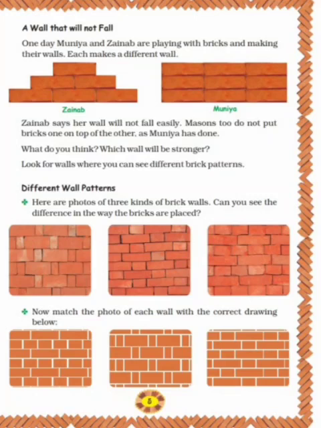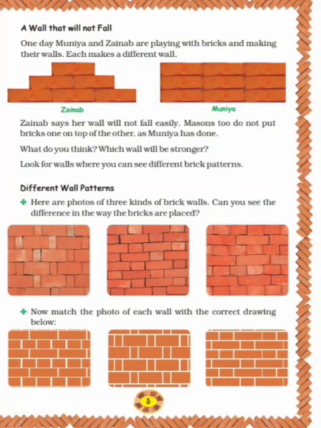So, obviously Zainab's wall will be stronger as it gets support from both sides. You can see the brick pattern shown here. It means this pattern shows that it gets support from both sides, and that is why you can say that Zainab's structure is stronger than that of Munia.